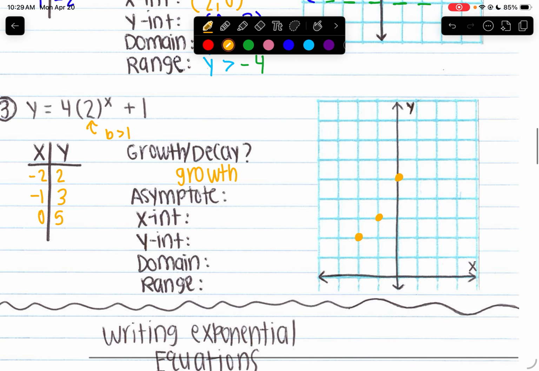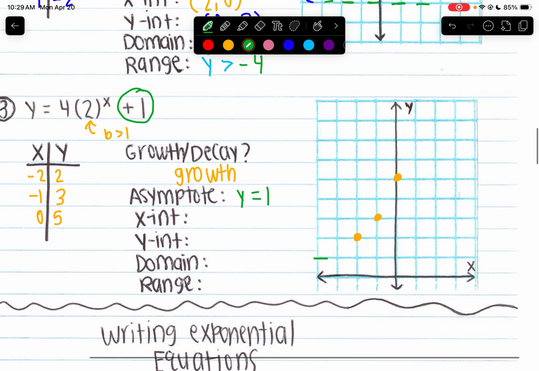All right, let's find our asymptote here. So our asymptote here is going to be restricted by +1. So y equals 1 is my asymptote equation. So it's going to be right here on the y-axis. So here's my imaginary boundary line. Go ahead and connect my graph here.